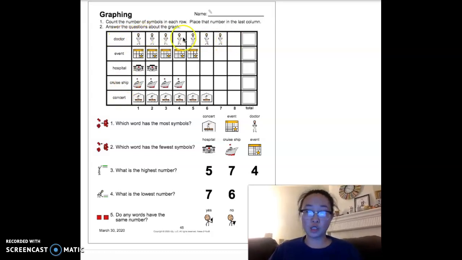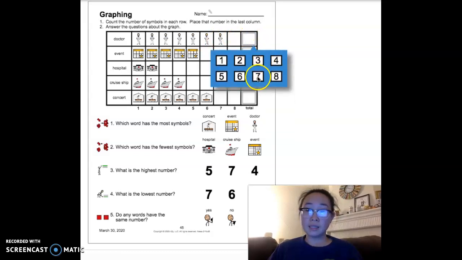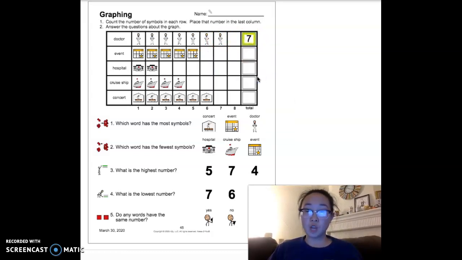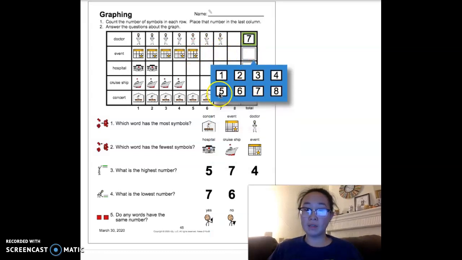How many doctors icons are there? There are 1, 2, 3, 4, 5, 6, 7. So we're going to put 7 doctors. 7. Events. How many events are there? 1, 2, 3, 4, 5. There are 5 events.